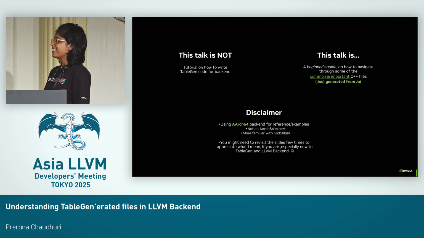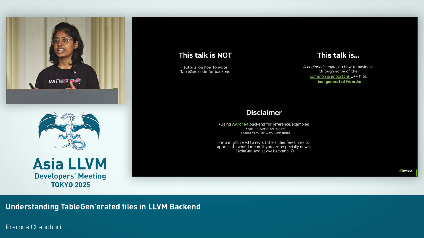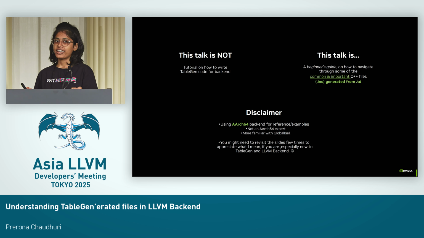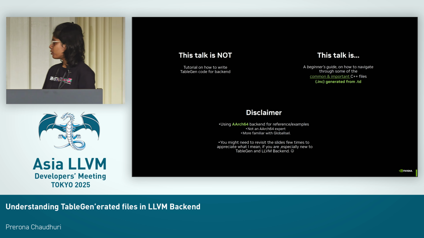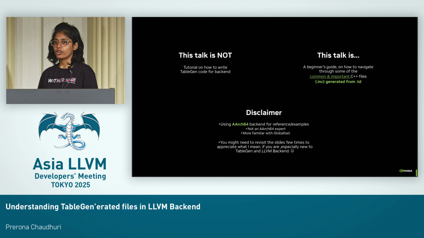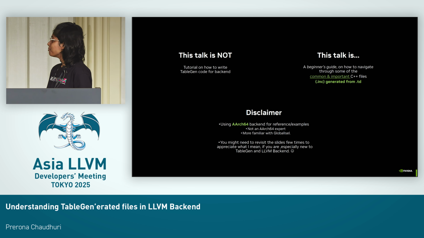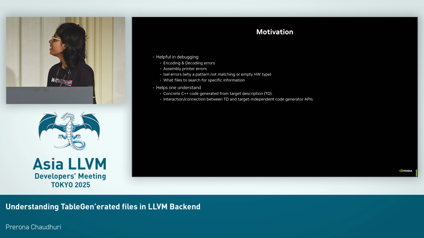I would like to make this talk a beginner's guide on how to navigate through some of the important and common C++ files, that is, the .inc files generated from TD. For this talk, I'm using examples from the AArch64 backend, but I'm not an AArch64 expert, and I'm more familiar with GlobalISel.